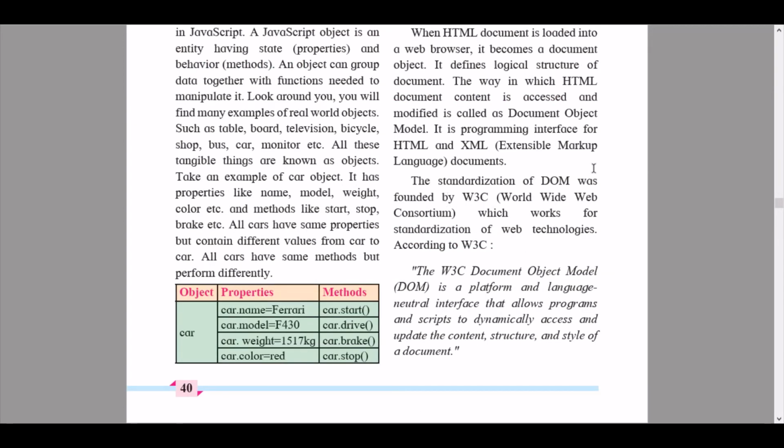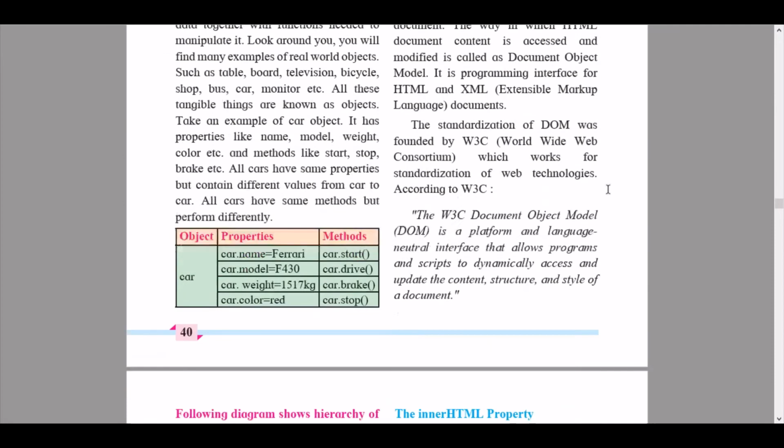The standardization of DOM was done by W3C, the World Wide Web Consortium. This might come in the MCQs, which works for standardization of web technologies according to W3C. The W3C object model DOM is a platform and language neutral interface that allows programs and scripts to dynamically access and update the content, structure, and style of our document.